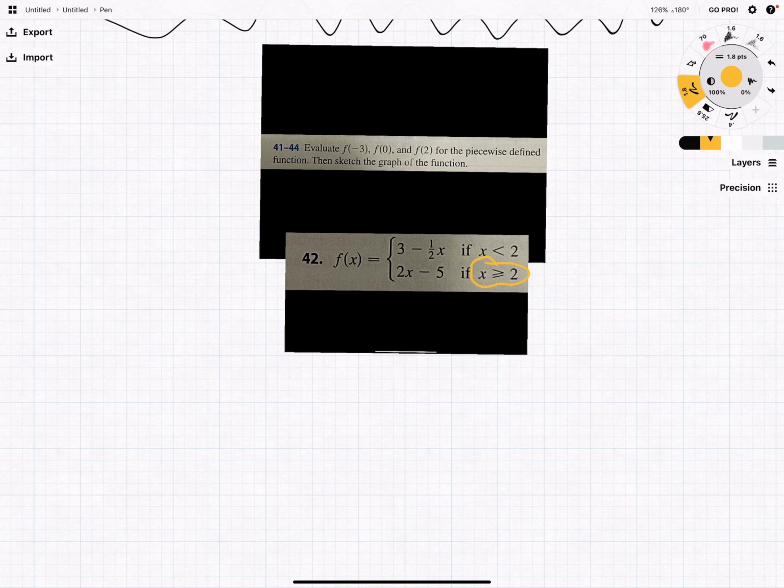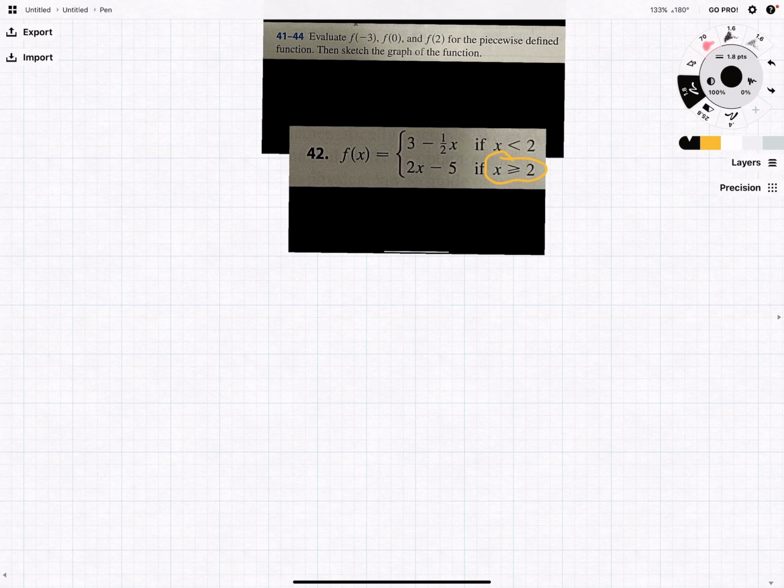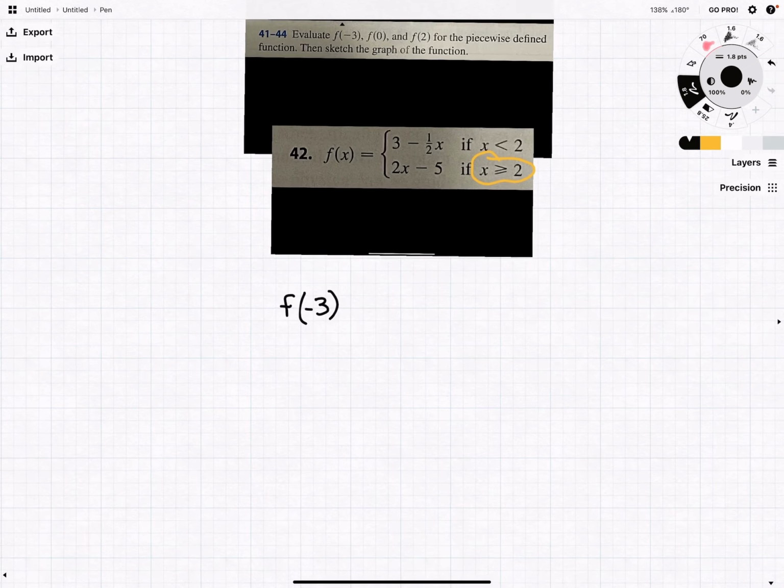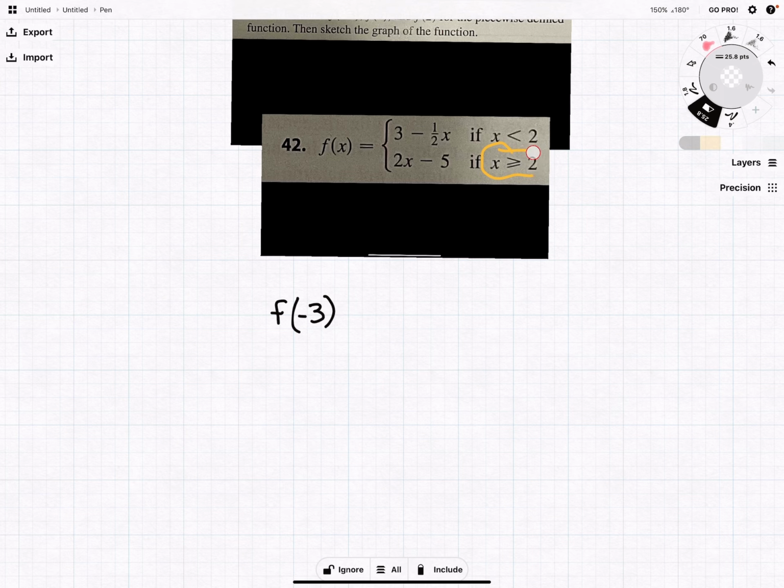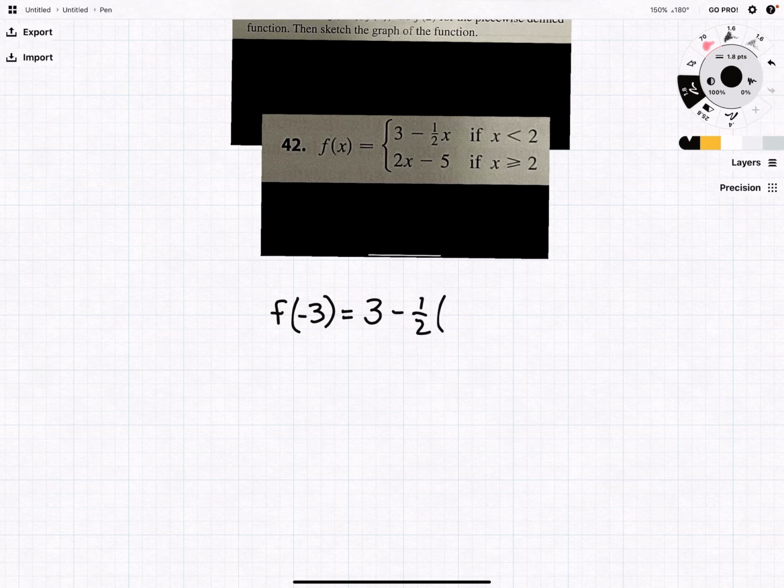So let's go ahead and get started on the problem. They want f of negative 3. And if we look back at our picture, it looks like if x is less than 2, then we will use 3 minus 1/2 x. So let's go ahead and do that. 3 minus 1/2 times negative 3. And that will give us 3 minus a minus 3/2, which, let's see.